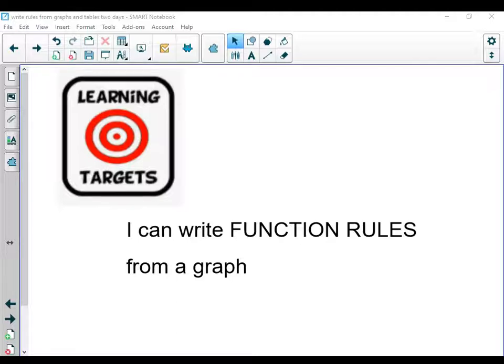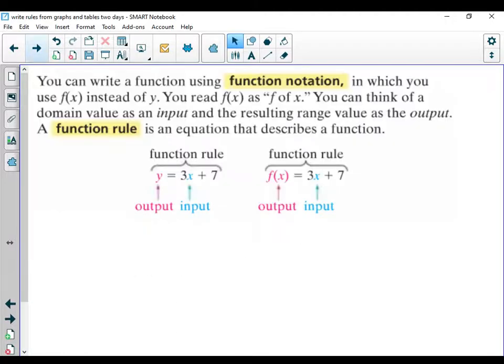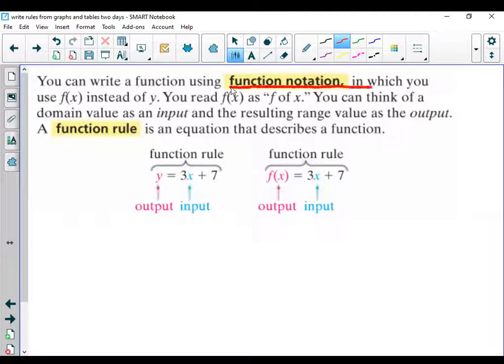Is anyone wondering, I wonder what a function rule is? Yes. I knew someone was wondering what a function rule is. It's going to seem really weird for a minute, but I promise I'll explain it to you. Okay, so first of all, before function rule, it says function notation, where you use f of x instead of y.